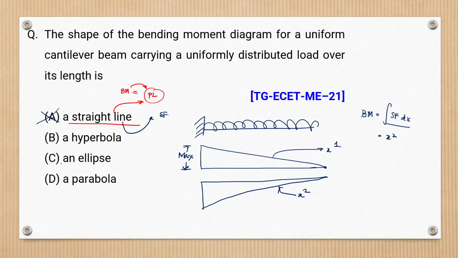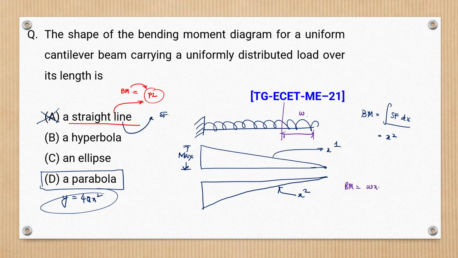Next, it says hyperbola, ellipse or parabola. Hyperbola is a different kind of curve, ellipse is a closed loop or closed curve, and parabola is more or less appearing like this. The parabola equation is y is equal to 4ax square or something like this. Now if you try to write the bending moment equation by considering a section xx, bending moment is equal to w into x by 2 into x. So you end up getting that as wx square by 2.